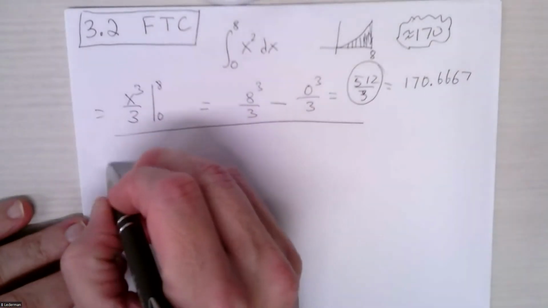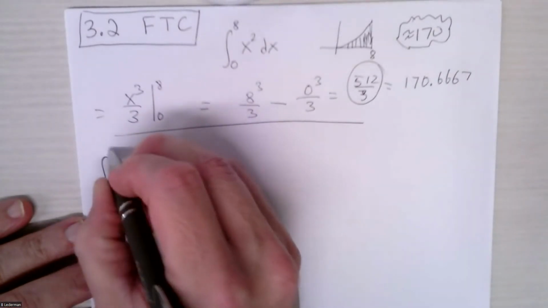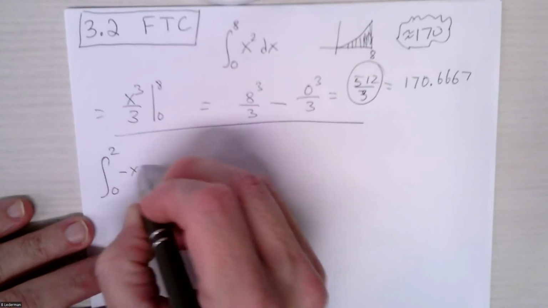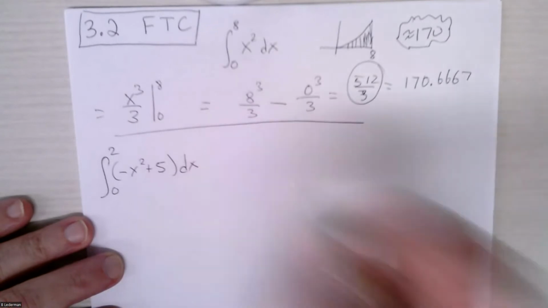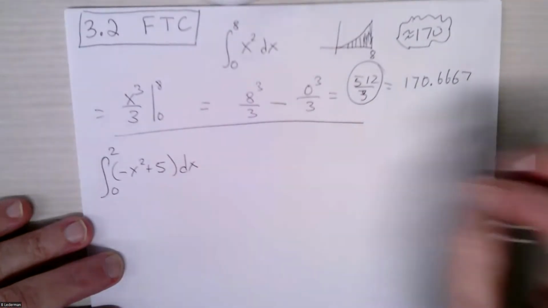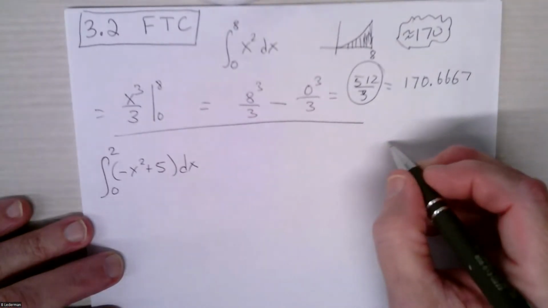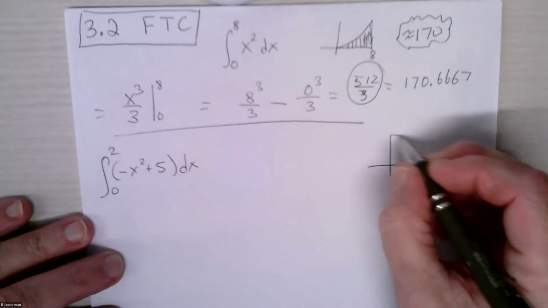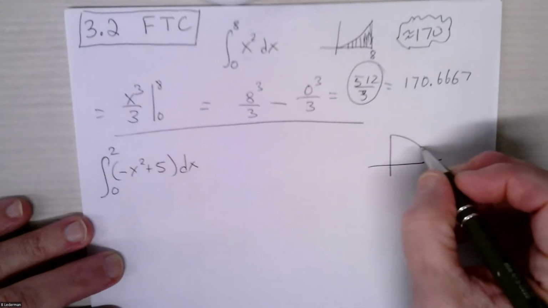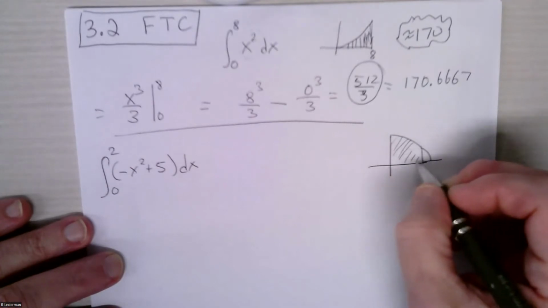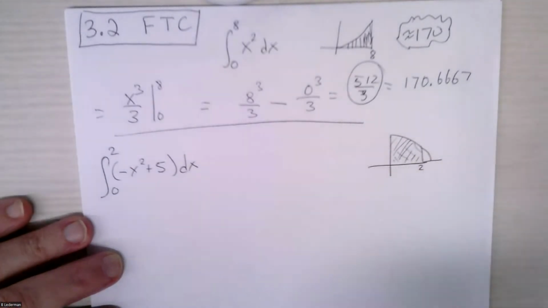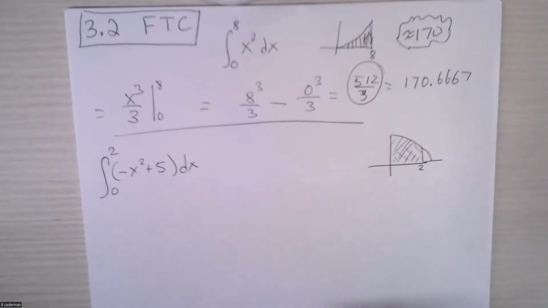I want to find the area under the curve from 0 to 2 of negative x squared plus 5 dx. And of course, to draw a picture of it, it's like an upside down parabola, but we only want this slice from 0 to 2. And now let's do this.